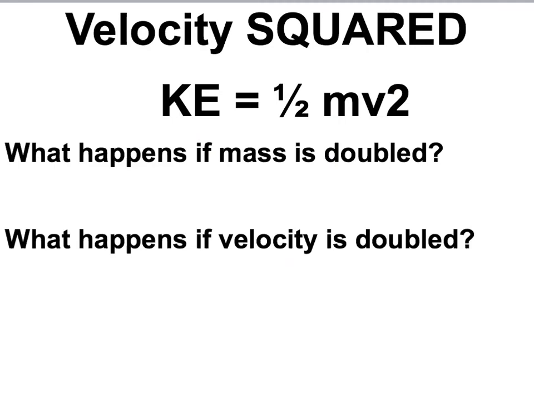Now a key thing that makes this formula different is this squared right here. 1/2 mv squared. What does this mean for us? Well, let's take a look. So in this formula, what does it mean if mass is doubled? Remember the strategy we used to solve problems like this?